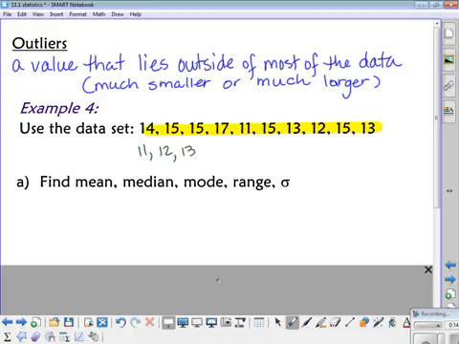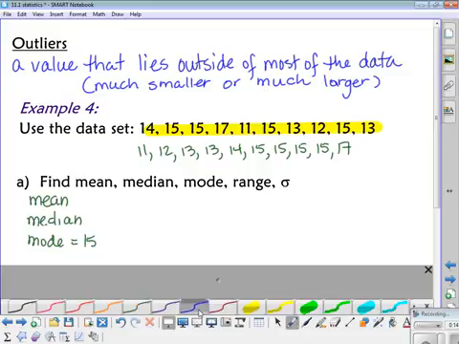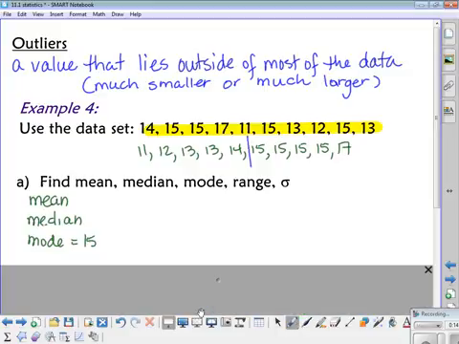Okay, 11, 12, did you have two 13s? Hopefully. 14, and then there were 4 of the 15s, and 17. Okay, so if I want to find the mean, median, and mode for that, what's the mode? That's pretty obvious. 15. And when I'm looking at the median, this one's an even set of numbers, so what are we going to have to do? Right, go halfway between 14 and 15, which is 14 and a half.